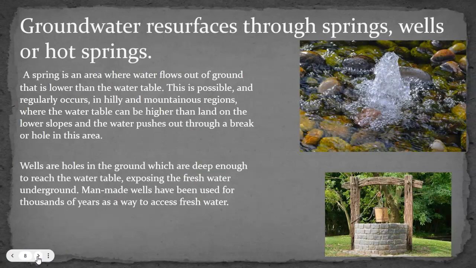How do we get that groundwater out? Well, often through a spring or a well or even a hot spring. So some of you might be familiar in your neck of the woods, especially in Wisconsin, that there are natural springs where water flows out of the ground and it's lower than the water table. It could be possible in hilly and mountainous regions where the water table is higher than land on the lower slopes and the water is just really pushed out through a break or hole in the area.